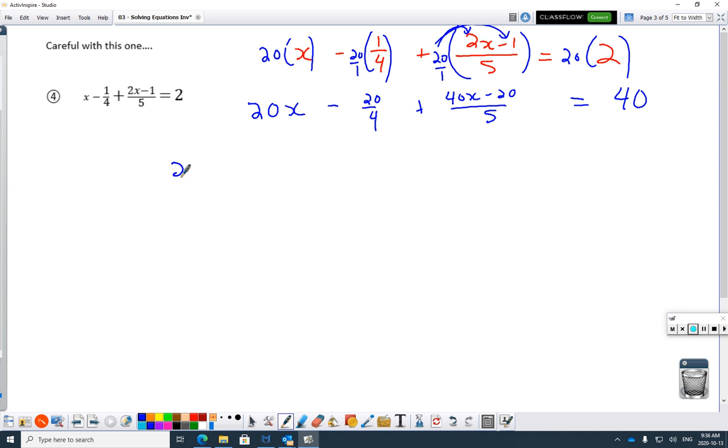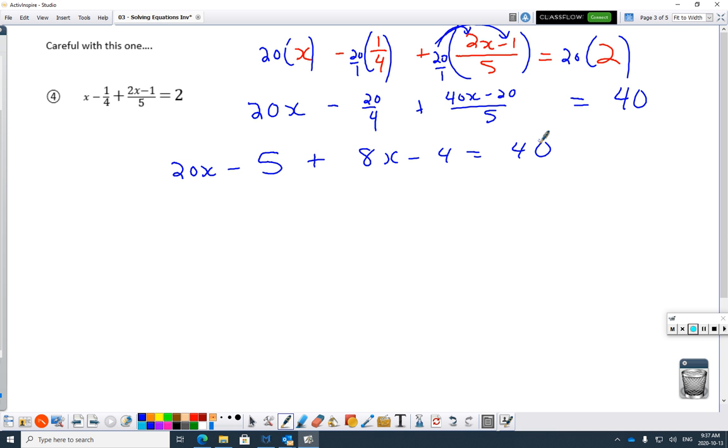20x, I don't have to do anything with. 20 divided by 4, 5. No more fractions. We can deal with this. 20x minus 5. And then this one, divide them both by 5. 8x minus 4. And even if the method is like, okay, I sort of get it, it's going to need some practice. You at least have to see the beauty. Compare this equation, trying to solve this mess, to this one. What a difference. It's beautiful.